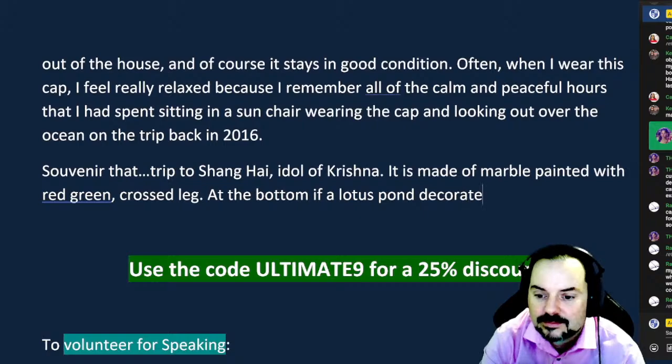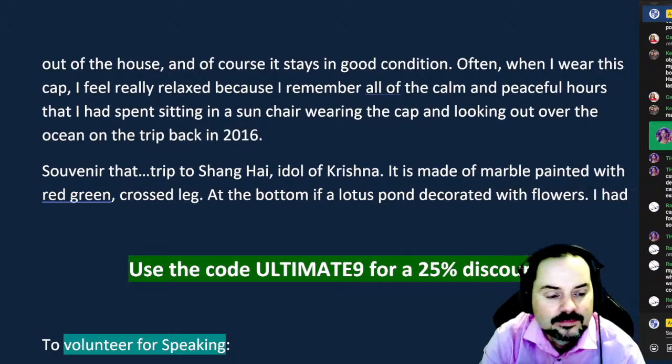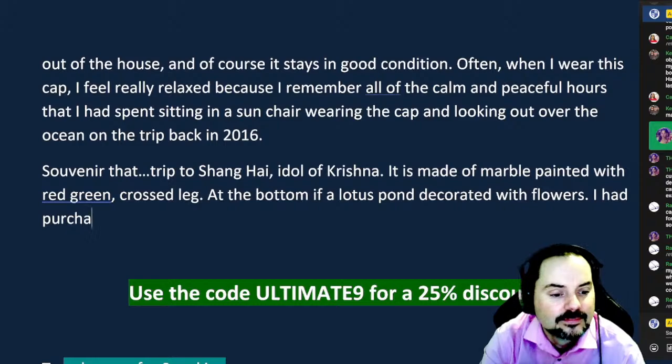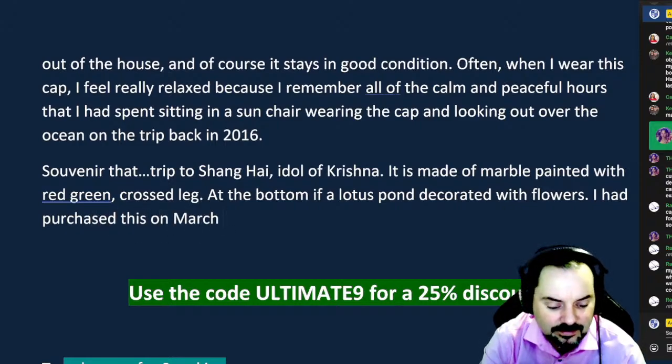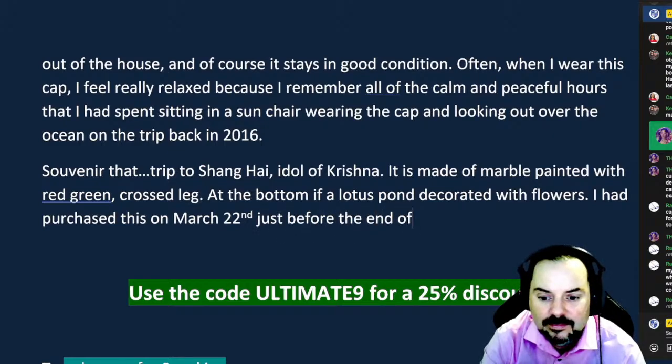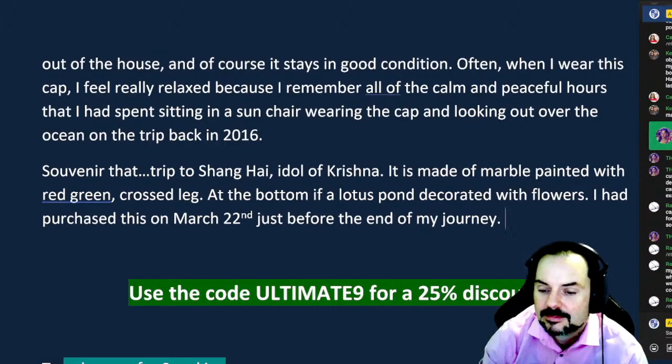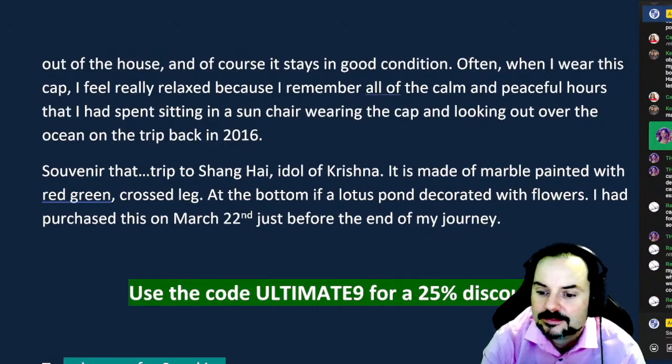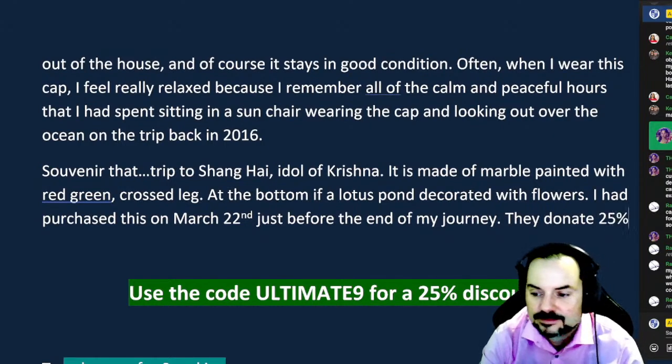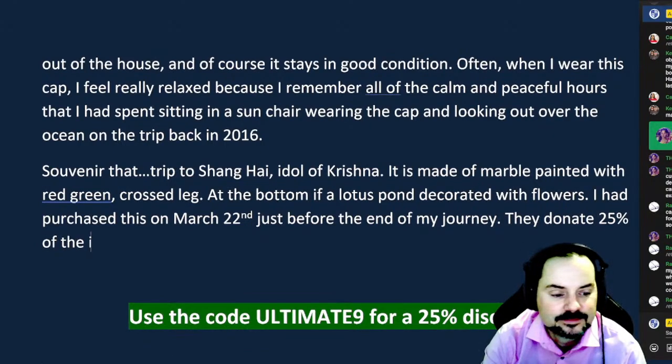I had purchased this idol in the month of August on 22nd, just before the end of my journey, from the famous Hare Krishna Sanctorium. Actually, there were various forms of statues which were very attractive, and the most delightful move of the Sanctorium is that they donate 25% of their income to the old age home, which is located nearby their organization, which made me purchase this item.